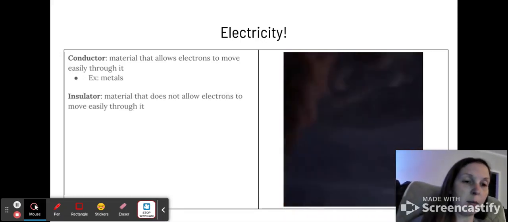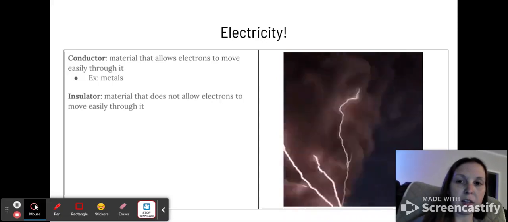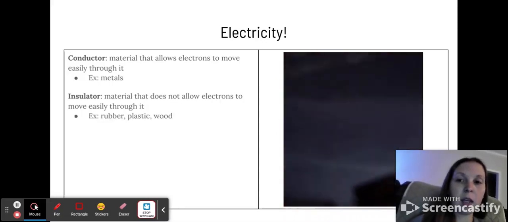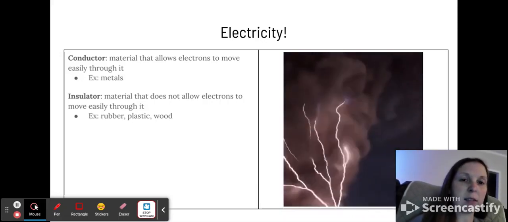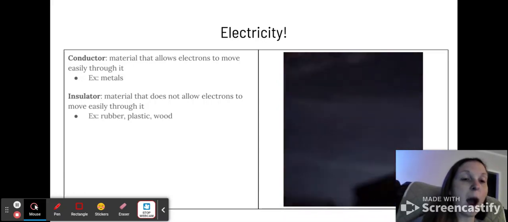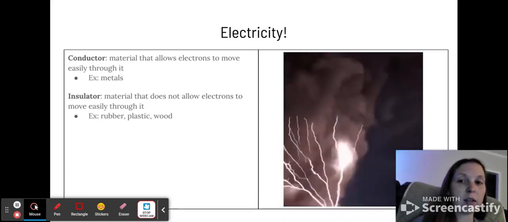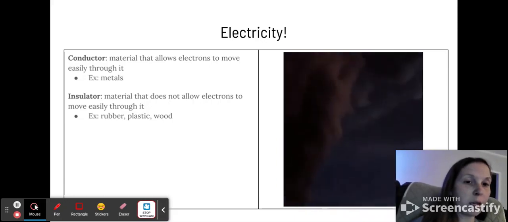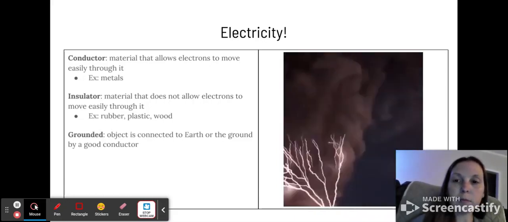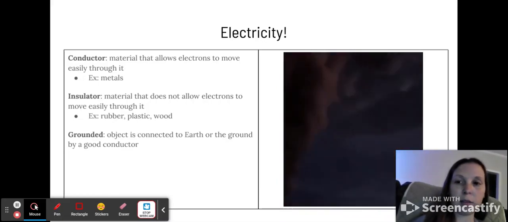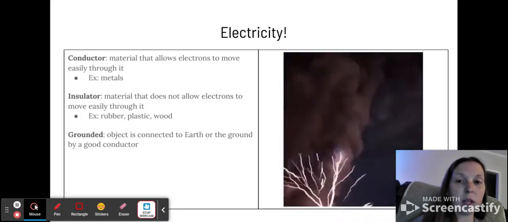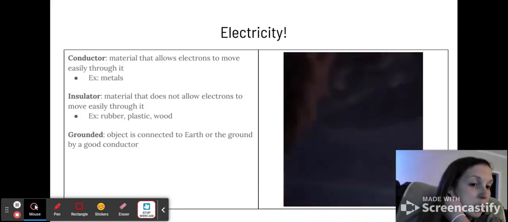We also have materials that are called insulators, and these do not allow electrons to flow easily. These would be like rubbers, plastics, wood, which is why a lot of your wiring is wrapped in some sort of plastic or rubber coating so that the wires are not exposed, since they transfer energy so easily. And then we have grounded objects, and these are connected to the earth or the ground by a good conductor.